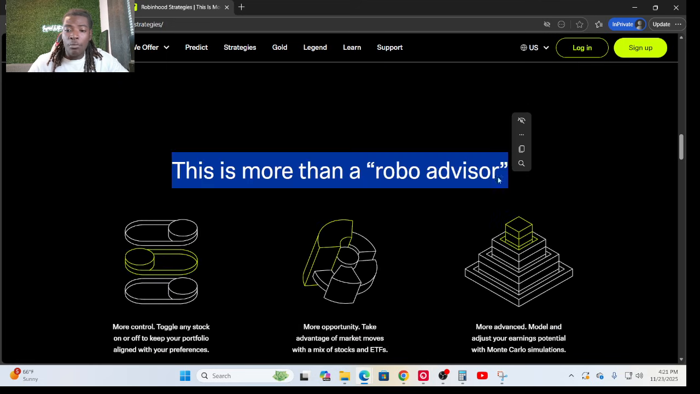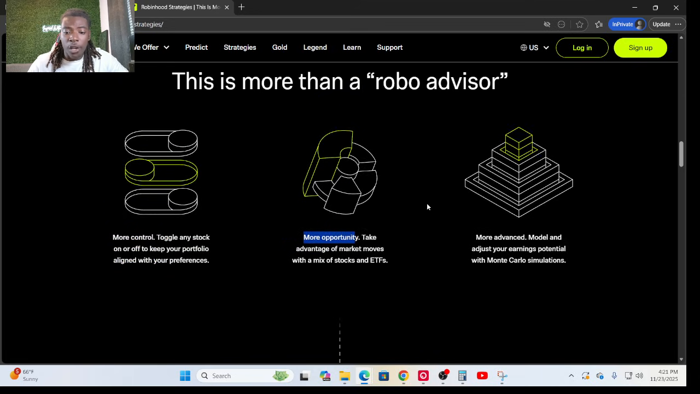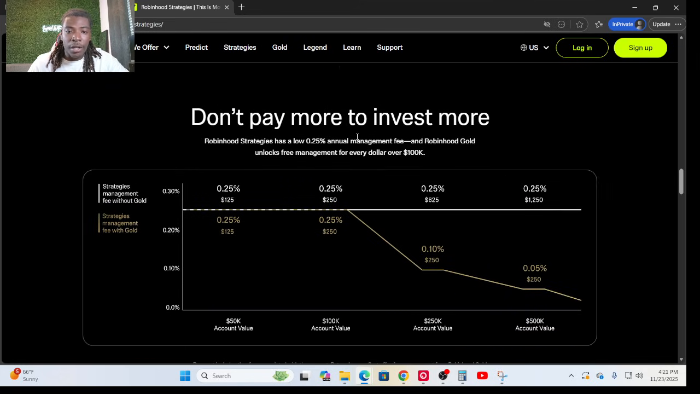Here it says more than a robo advisor. So I was telling you guys, more control. Toggle any stock on or off. Keep your portfolio aligned with your preferences. More opportunity. Take advantage of market moves and mix in stocks and ETFs. More advanced model to adjust your earnings potential with the Monte Carlo simulations. Pretty cool.